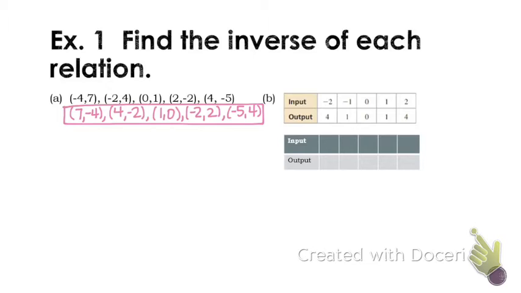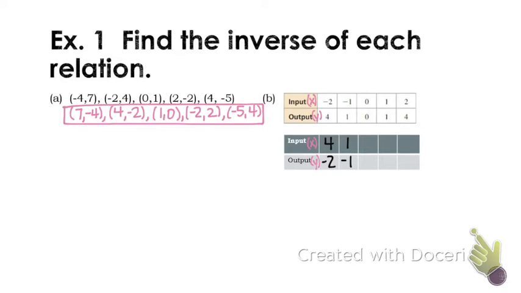Now look at letter B. We still have ordered pairs. I've just put them on an input-output table. Again, the input is which set of values? X, and the output is Y. So I've given us a new table, and we're just going to put the inverses on this new table. So -2, 4 is going to become what? 4 in the input box, -2 in the output box. What about -1, 1? 1 in the input, -1 in the output.